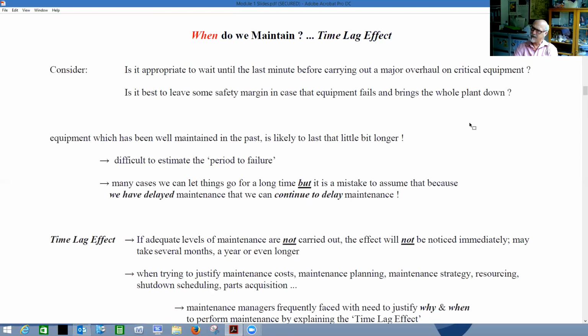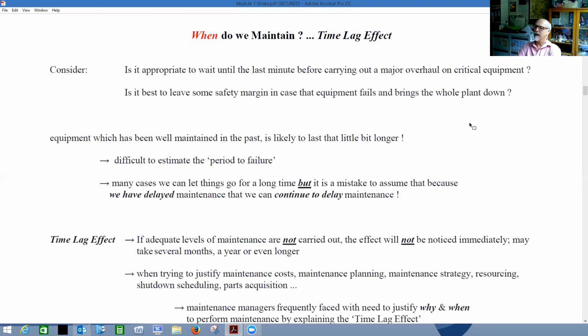But there are time lags. Yes, that's great, but that machine over there, I can tell that it really needs some maintenance to occur. Equipment which has been well maintained in the past is likely to last that little bit longer. That's great, you've got good maintenance in place, but it's difficult to estimate when suddenly it's going to fail, even though you've been looking after it. In many cases, we can let things go for a long time, but it's a mistake to assume that because we've delayed the maintenance, we can continue to delay it. Okay, everything's all right, we're sort of overdue, but that's okay.